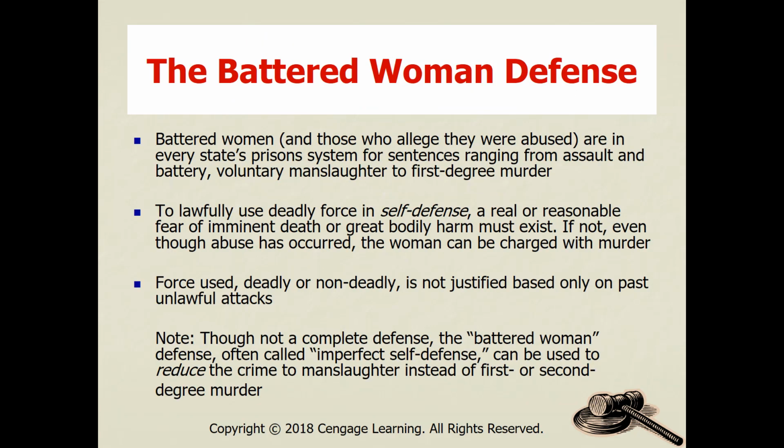So battered women can be charged with anything from first-degree murder in North Carolina to voluntary manslaughter or involuntary manslaughter, though probably not that, to assault inflicting serious injury in North Carolina, to a simple assault. So it really runs the gauntlet. They must fear deadly force, imminent death, or great bodily harm. And the reason it's often not self-defense is they frequently are not in a situation where it's immediate.